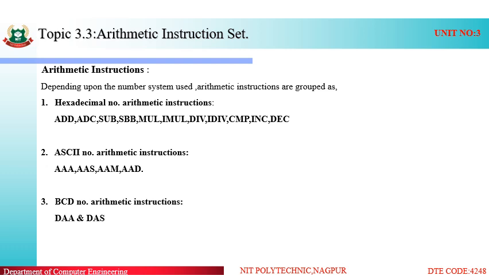For example, to perform the arithmetic operations on the hexadecimal number system, we use instructions like add, adc, sub, sbb, mul, imul, div, idiv, cmp, inc and dec. For the ASCII number system there are separate arithmetic instructions as AAA, AAS, AAM, AAD, etc. For the BCD number system, the arithmetic instructions are only two, that is DAA and DAS, that is decimal adjust accumulator after addition and decimal adjust after subtraction.